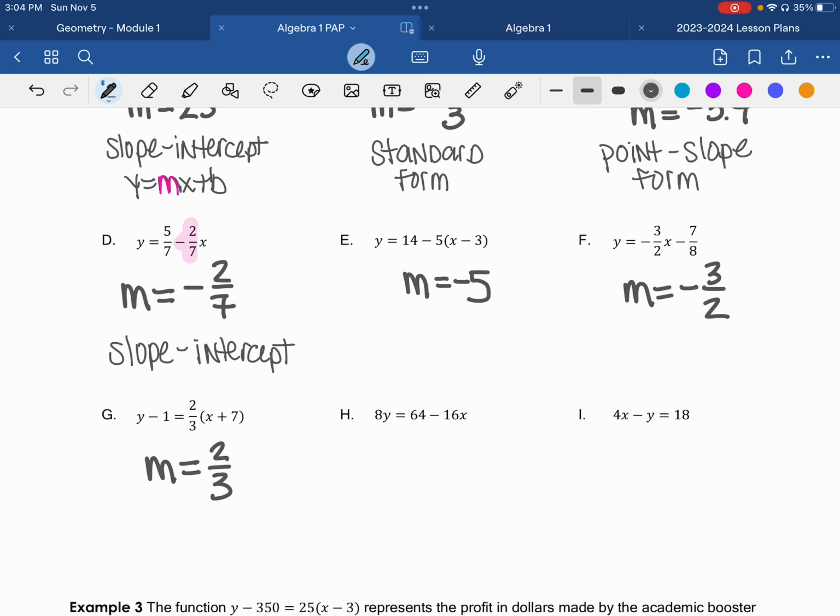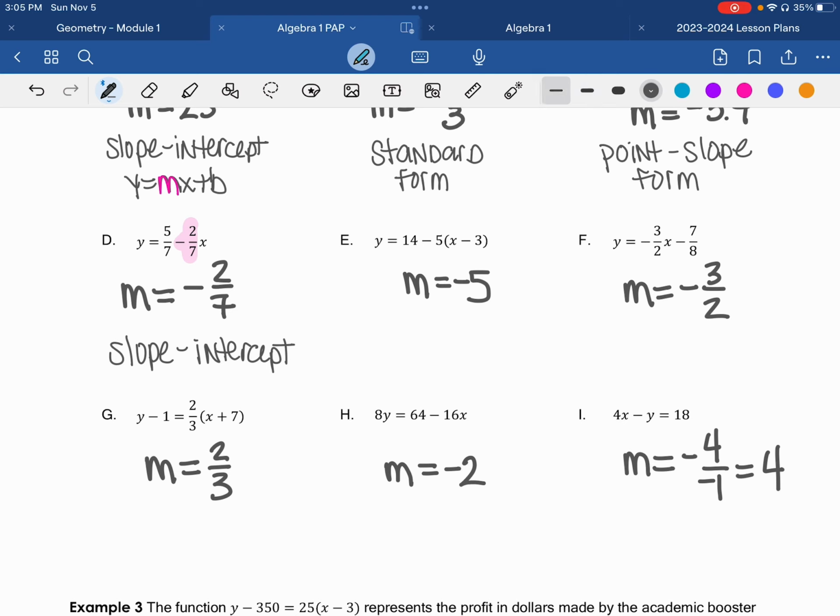In H, I have to do a little bit of math. I have to divide everybody by 8 to get it into slope intercept form, and my slope would be -2. So I would call this one other, and I had to divide by the 8 in front of the y to get the slope. And the last one is in standard form, and my slope would be -4 divided by -1, or simply 4. And that one's in standard form.